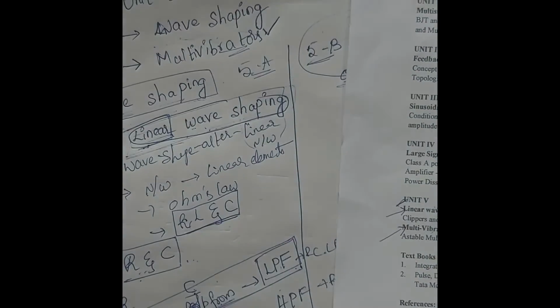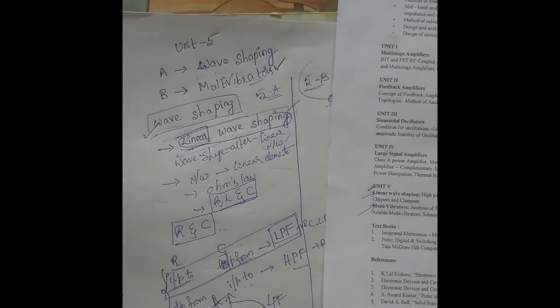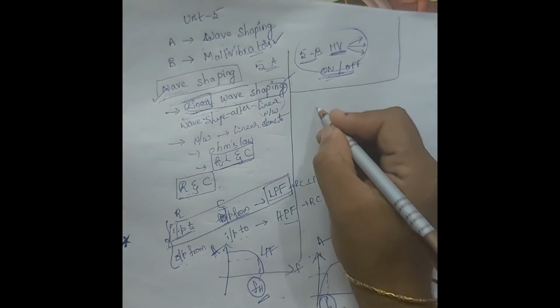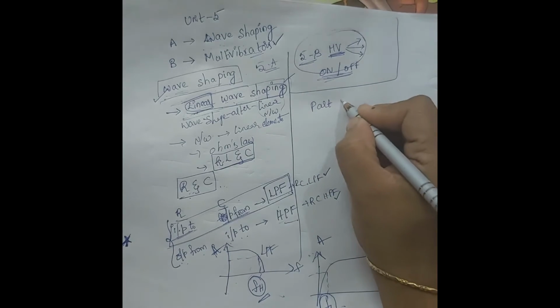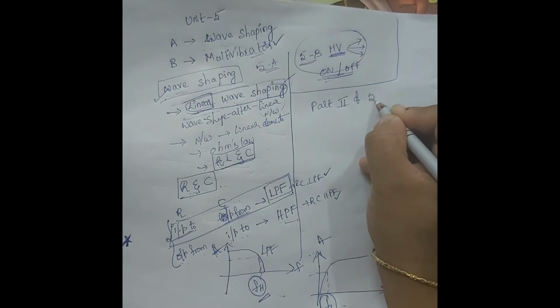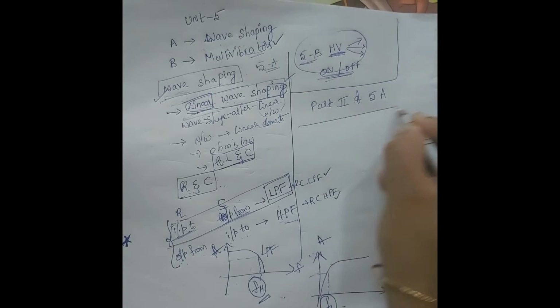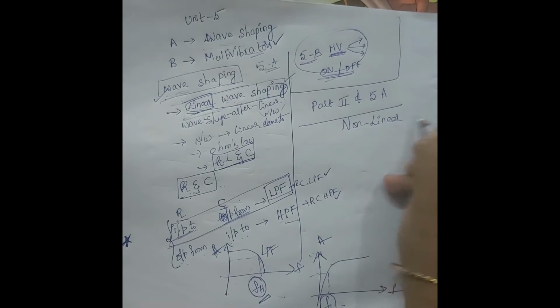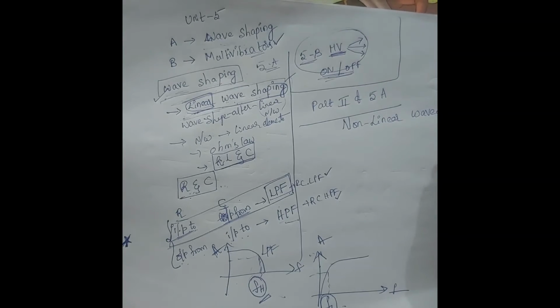Okay, so in the 5th unit, the first half of part A will be linear wave shaping. Here, linear wave shaping. So what will be the second part then? The second part of the 5th unit A part will be non-linear wave shaping.